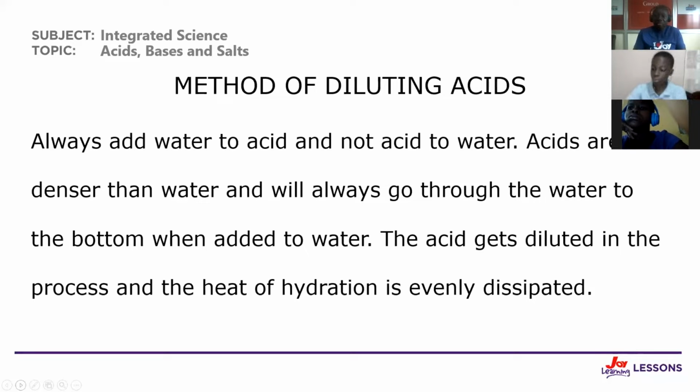In discussing this, we add acid to water because the acid is denser than the water. So you can note it down: the acid is denser than the water. And we know from the concept of densities that when you pour together two liquids of different densities, the denser one will always go to the bottom and the lighter one will always be at the surface. I hope you understand very well. So if the denser one goes to the bottom and the lighter one goes to the top, then in the concept of diluting acids, since the acid is denser than the water, when you add the acid to the water, it begins to go down.